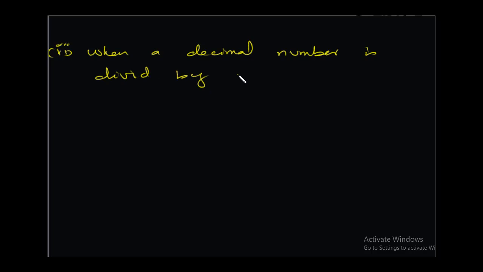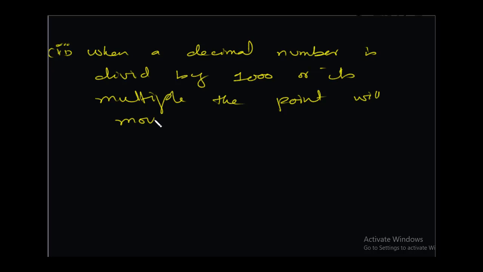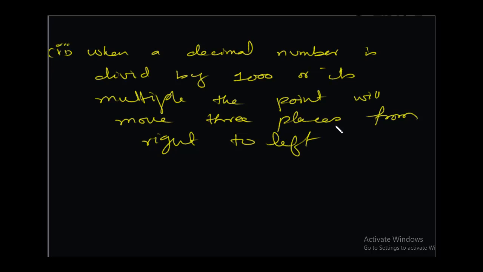Similarly, in rule number three, when a decimal number is divided by 1000 or its multiple, the point will move three places from right to left.